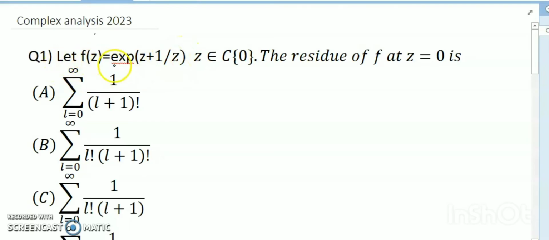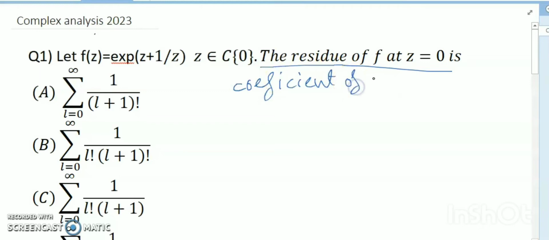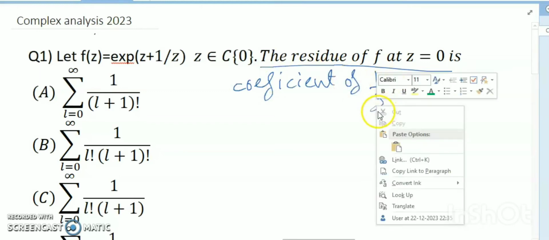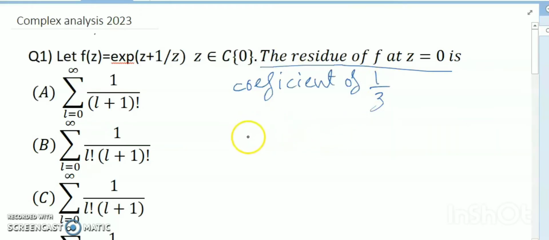First is that let f(z) is equal to e to the power z plus 1 by z, the residue of f at z equals 0. So friends, residue of f at z equals 0 means the coefficient of 1 by z. I have already discussed in my channel that you have to find out this portion. So now the question is e to the power z plus 1 by z. I can apply Maclaurin's theorem, but it is easier for me to break it in this way: e to the power z into e to the power 1 by z.